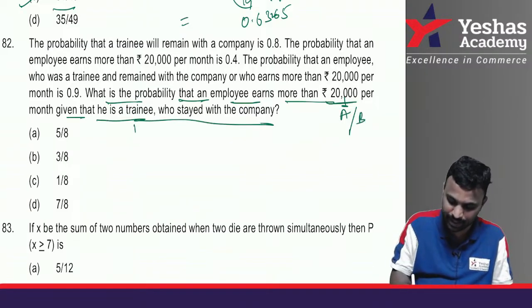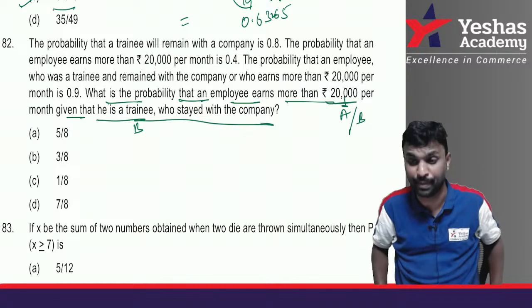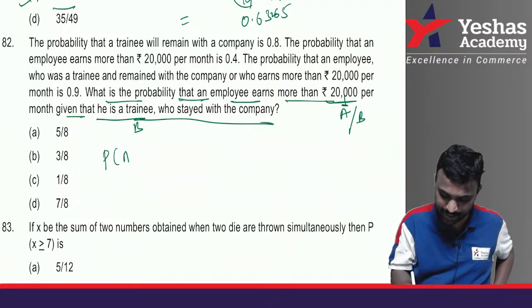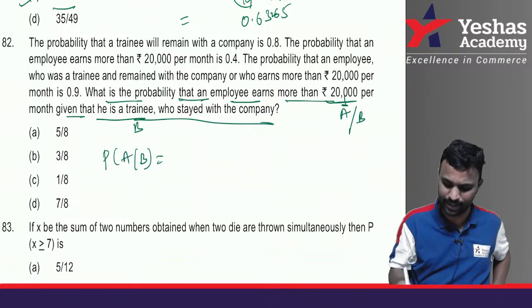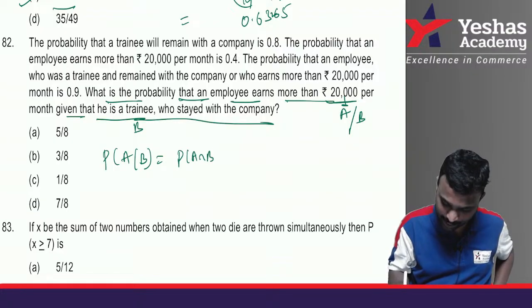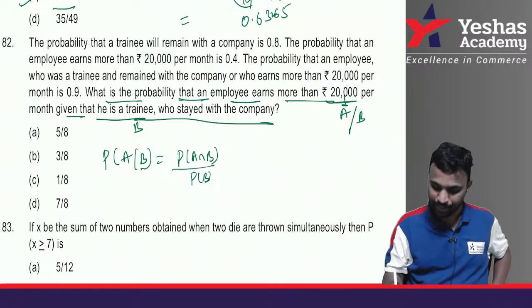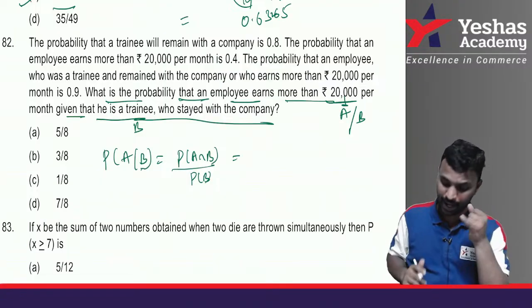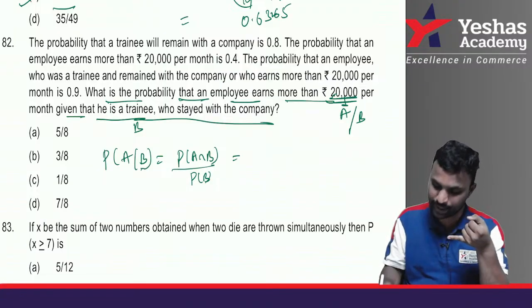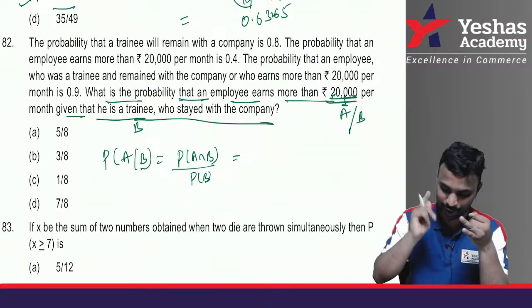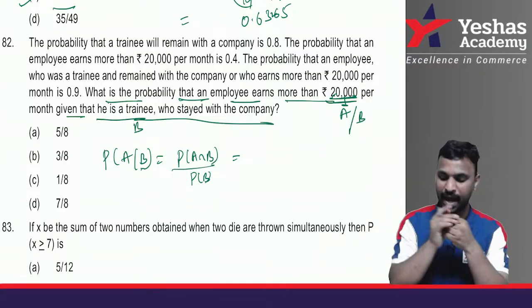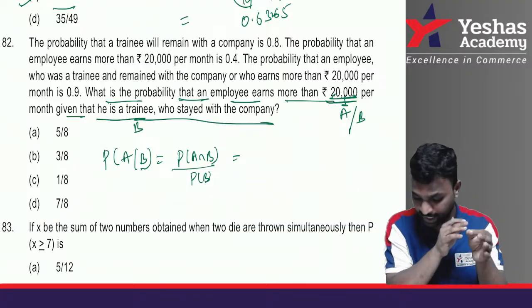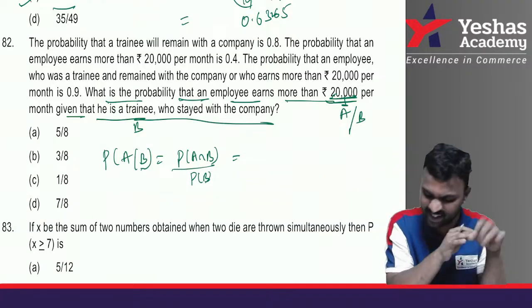So B means trainee who stayed with the company. So as per the question, it's a conditional probability. So what is it? P of A intersection B by P of B, because the occurred event is B. What is P of A intersection B? First of all, he should earn more than 20,000, and he should be a trainee, and he should stay back with the company after his training is done.